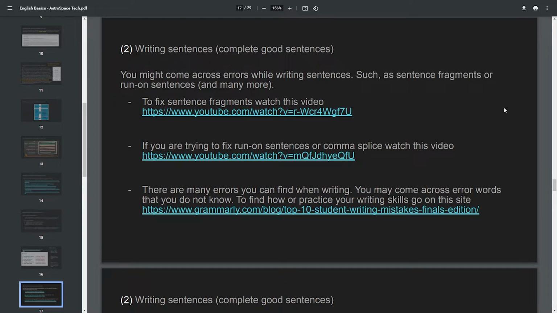Also, you might come across errors while writing sentences, such as sentence fragments, run-on sentences, and many more. To fix fragments, you can watch this video. If you're trying to fix run-on sentences or comma splices, you can watch this video. There are many errors you can find when you're writing. You may come across error words that you do not know.